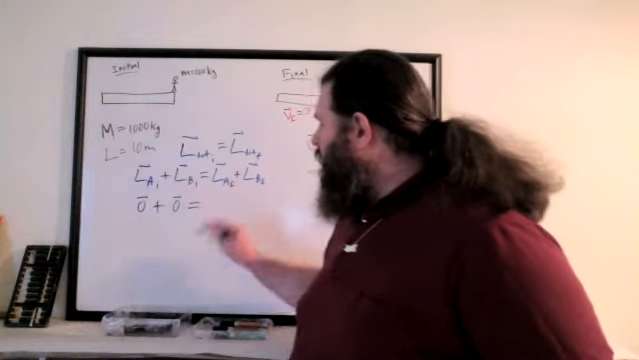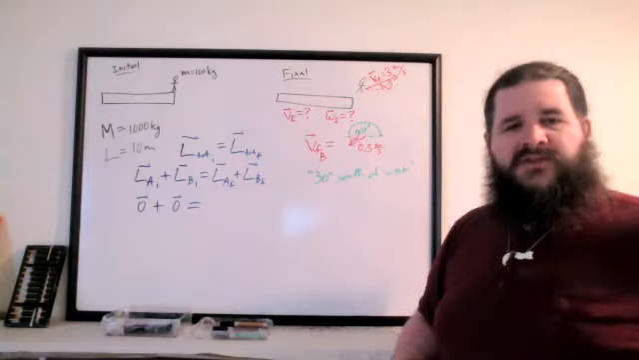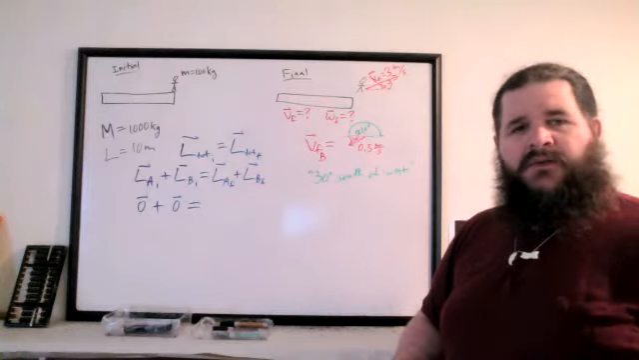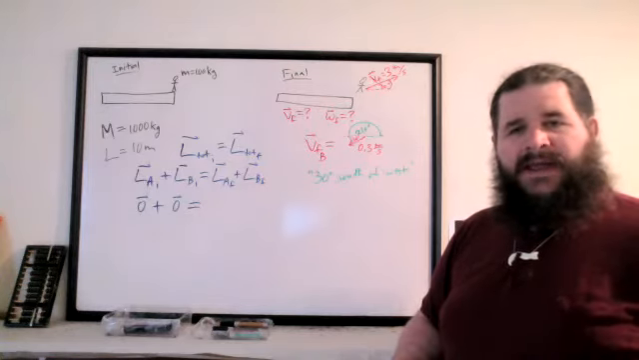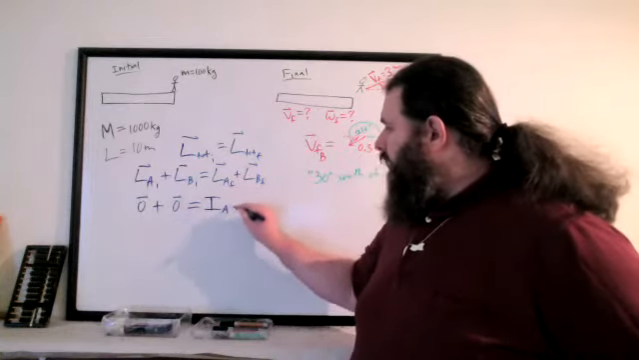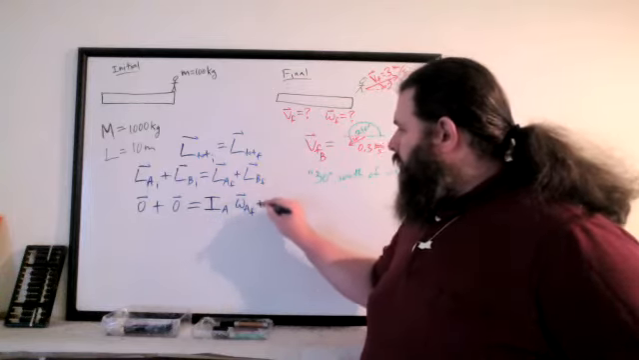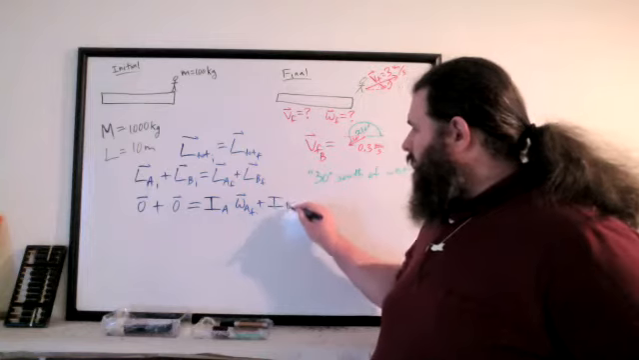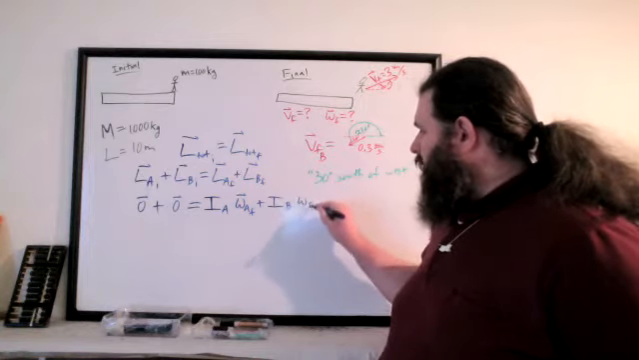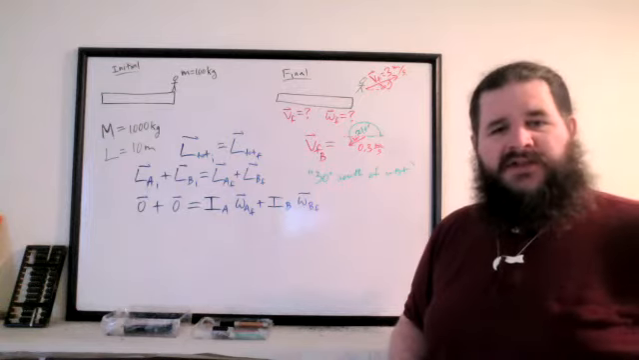Nothing's moving at all. For these ones, though, since there is motion at the end, we're going to write each one of these as I times omega. Moment of inertia of the astronaut times omega final of the astronaut, plus moment of inertia for the beam times omega final for the beam. That is final rotational velocity.